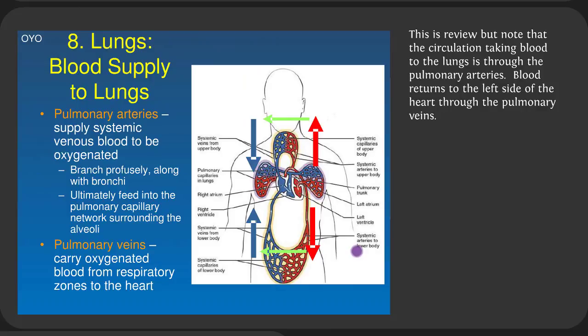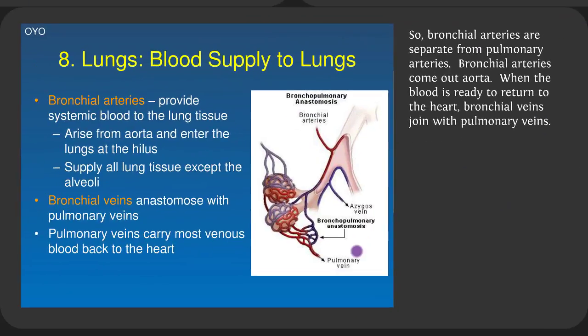This is a review, but note that the circulation taking blood to the lungs is through the pulmonary arteries. Blood returns to the left side of the heart through the pulmonary veins. So bronchial arteries are separate from pulmonary arteries. Bronchial arteries come out of the aorta. And when the blood's ready to return to the heart, bronchial veins join with pulmonary veins, the anastomoses.